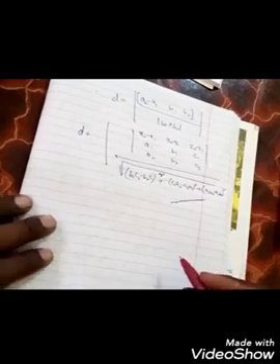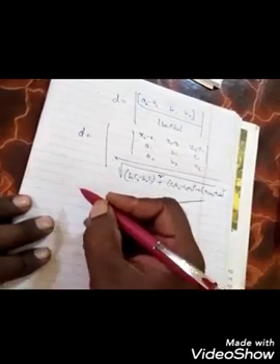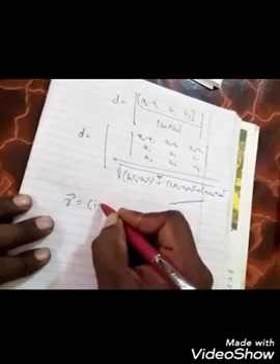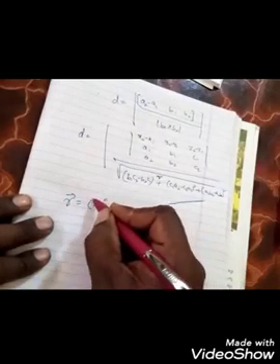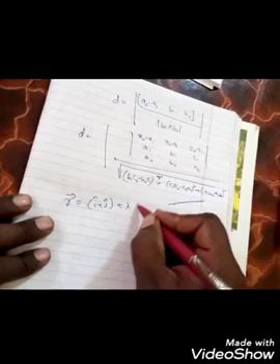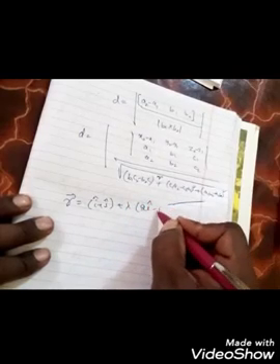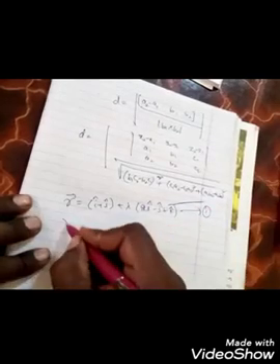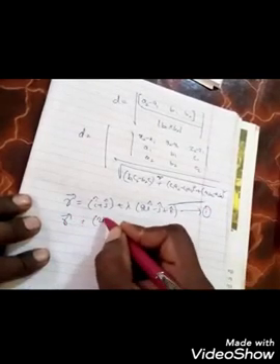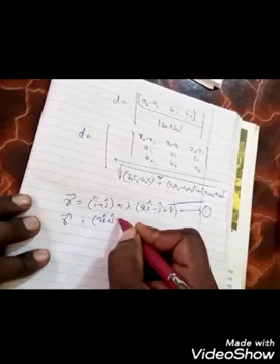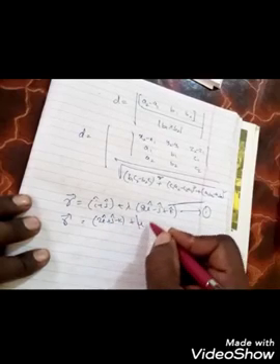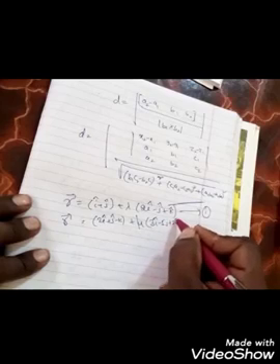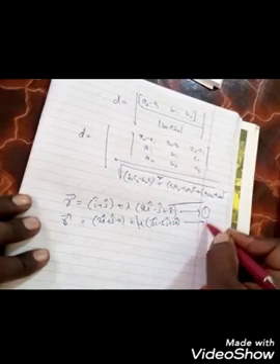Next one is, find the shortest distance between the skew lines. They may give r is equal to i plus j plus lambda into (2i minus j plus k). This is equation 1 I am considering. And r bar is equal to 2i plus j minus k plus mu into (3i minus 5j plus 2k). These are the two lines given.